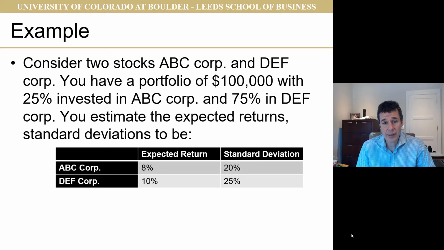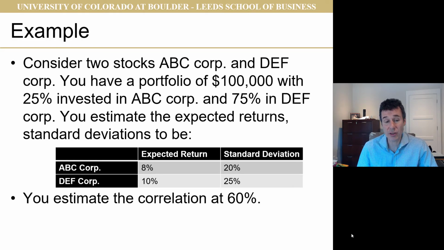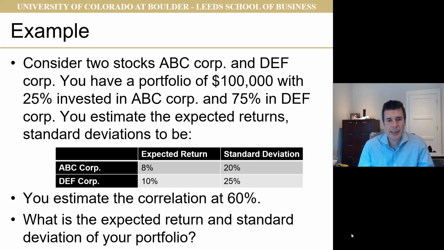We've got two stocks, ABC and DEF, and we've got a portfolio of $100,000 with 25% invested in ABC and 75% invested in DEF. And we've got expected returns and the standard deviation of those returns for both companies. And we estimate the correlation between the returns at 60%. So we want to calculate the expected return and the standard deviation of our portfolio.